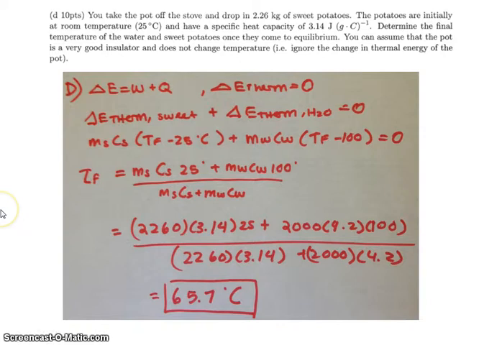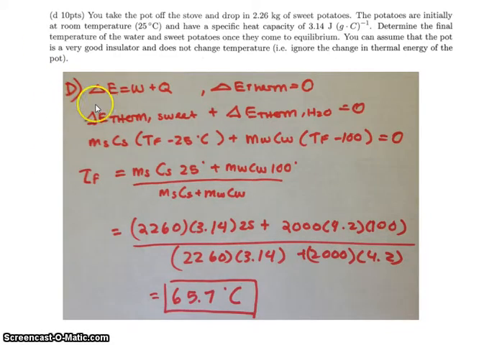The final question is, you take the pot off the stove and drop in 2.26 kilograms of sweet potatoes. The potatoes are initially at room temperature, 25 degrees Celsius, and have a specific heat capacity of 3.14. Determine the final temperature of the water and sweet potatoes once they come to equilibrium. You can assume that the pot is a very good insulator and does not change temperature, so we can ignore the change in thermal energy of the pot.